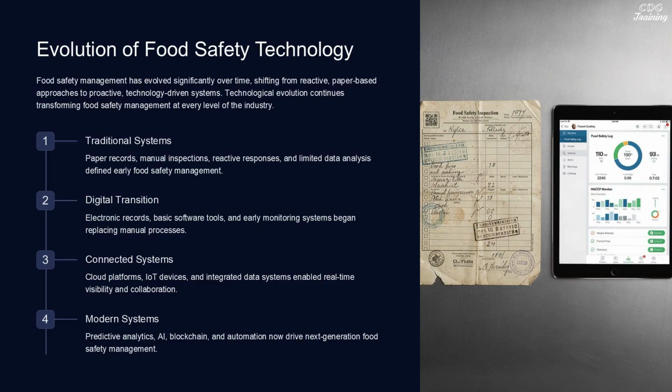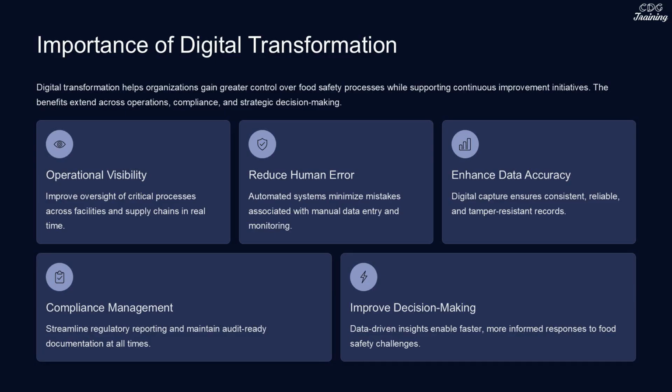Connected systems now use cloud platforms, IoT devices, and integrated data systems to enable real-time visibility and collaboration. Modern systems leverage predictive analytics, AI, and blockchain for next-generation food safety management. Digital transformation helps organizations gain greater control over food safety processes while supporting continuous improvement initiatives. The benefits extend across operations, compliance, and strategic decision-making.